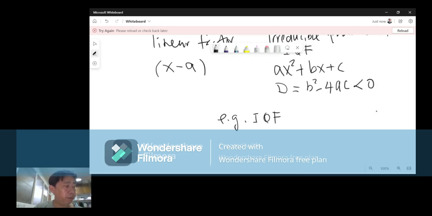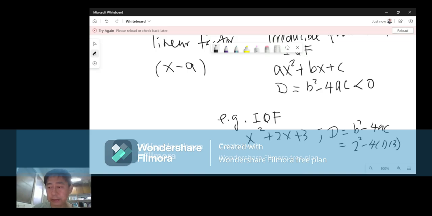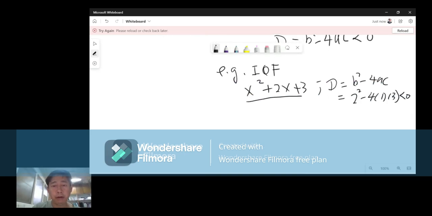The first example of the IQF would be, say, x squared plus 2x plus 3. For this quadratic expression, the discriminant b squared minus 4ac takes on the value of 2 squared minus 4 times 1 times 3. The value is less than 0. Therefore, this is an example of an irreducible quadratic factor.